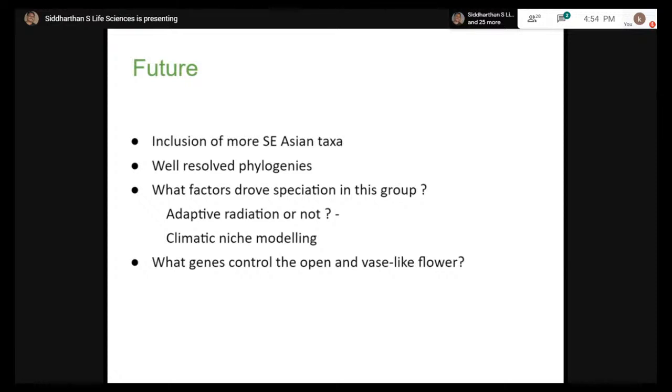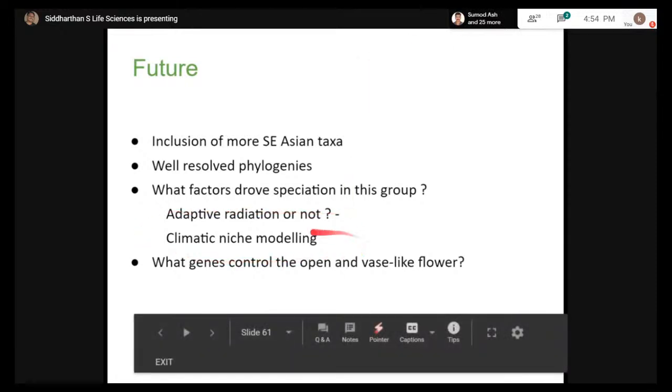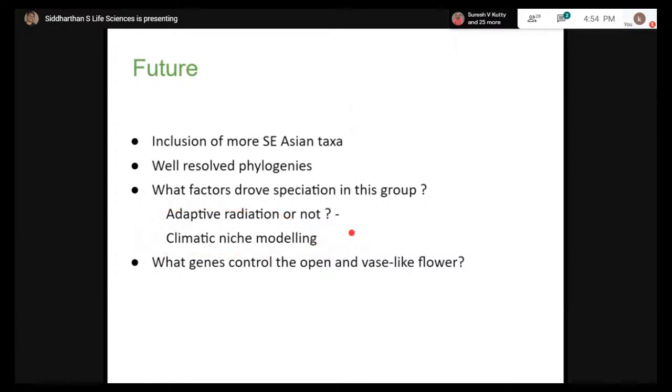As far as I know, as I mentioned in the last slide, in the future we have to do this climatic niche modeling. That means we want to know whether there is a specialization of a group of species to a particular climatic niche. Climatic niche includes the altitude, the humidity, the rainfall pattern. So whether there is a partitioning of these species in these climatic niches so that they can't disperse into other niches and they are becoming endemic to those niches. So we can clearly say this is a kind of climatic speciation.